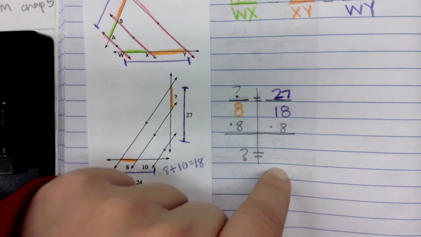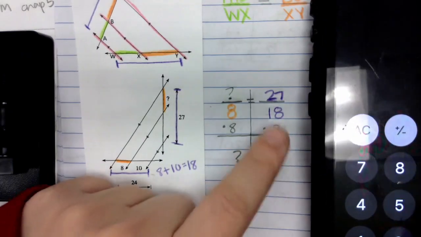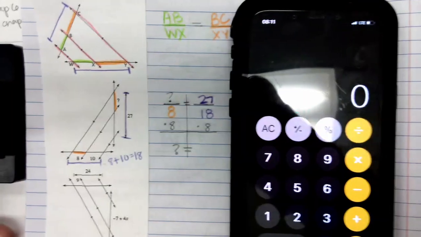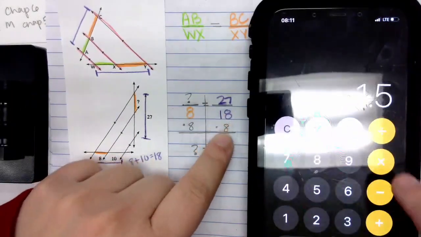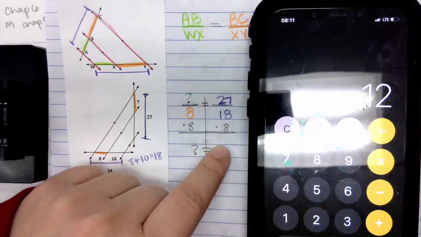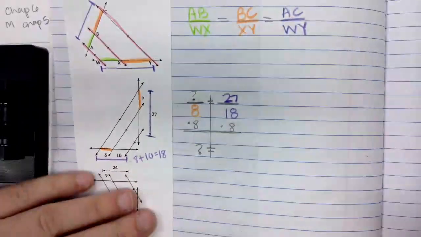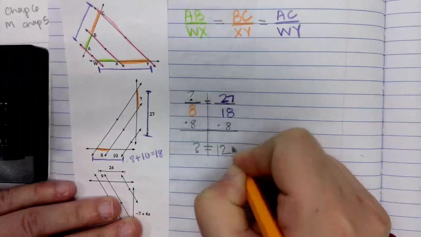I can't find decimals, so I'll just have to use the regular calculator. 27 divided by 18 times 8, and we get 12. So question mark is 12.